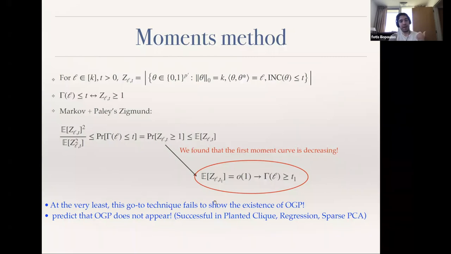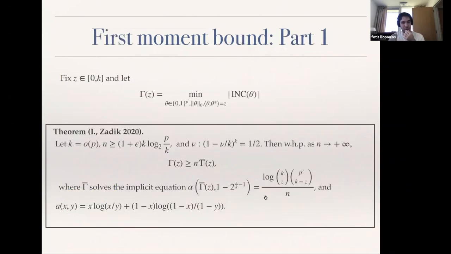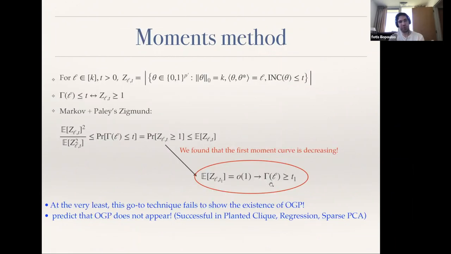Okay. However, we know more than this, in the sense that the first moment bound is typically tight and predicts the curve in every other model, including pattern click regression and sparse PCA. So when we did all the math, and it was a lot of calculations and technical work, we realized that we will not be able to prove what we wanted. So we stopped there and tried to go for upper bounds.